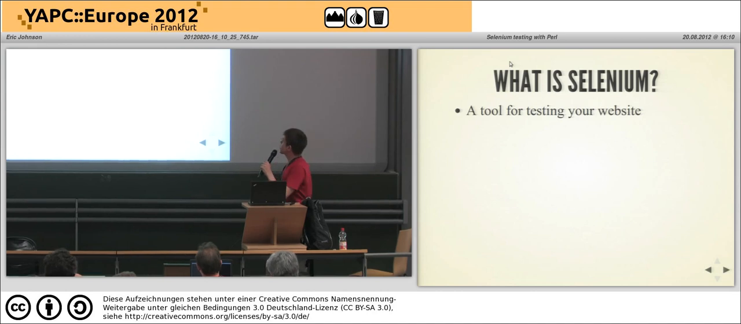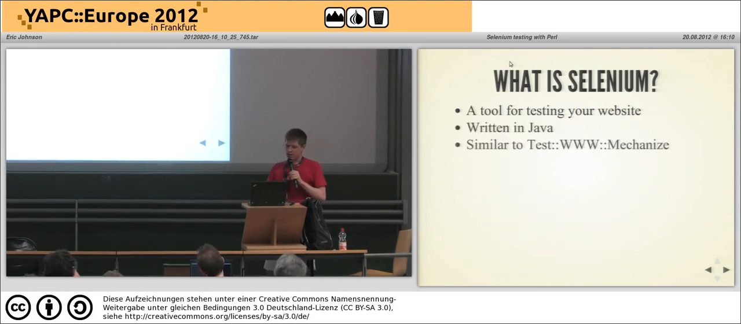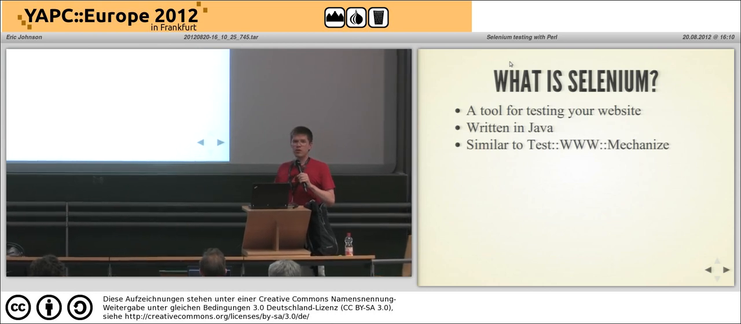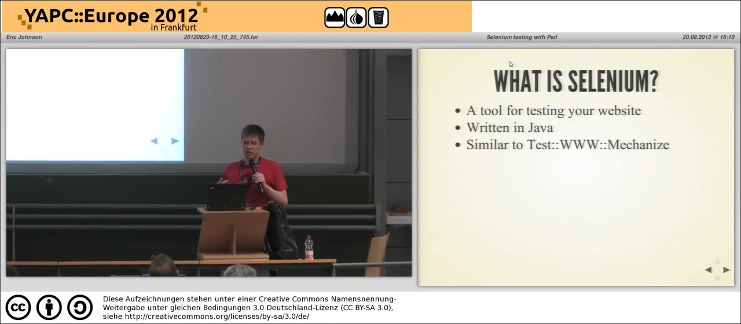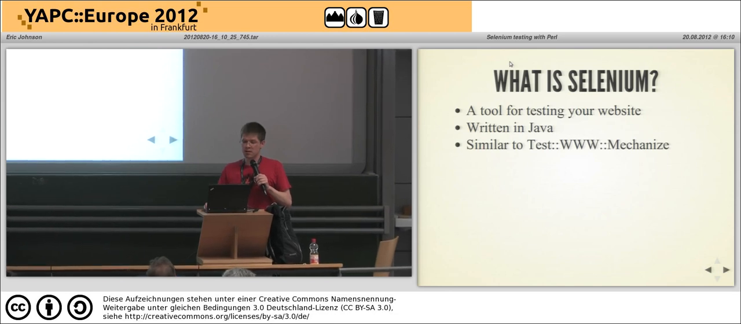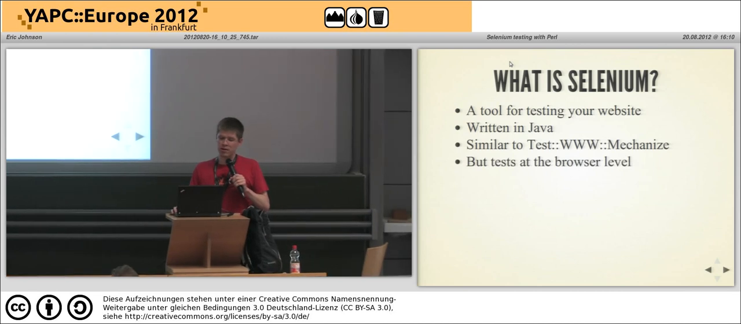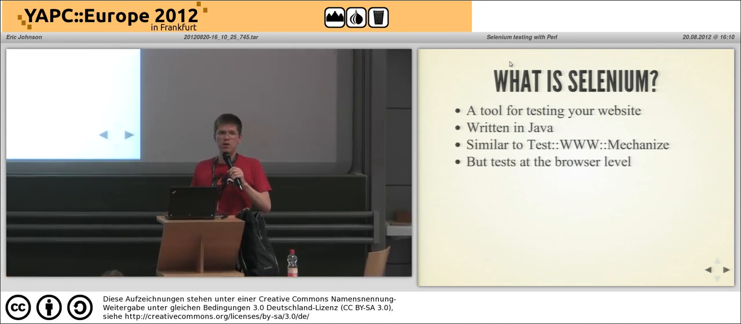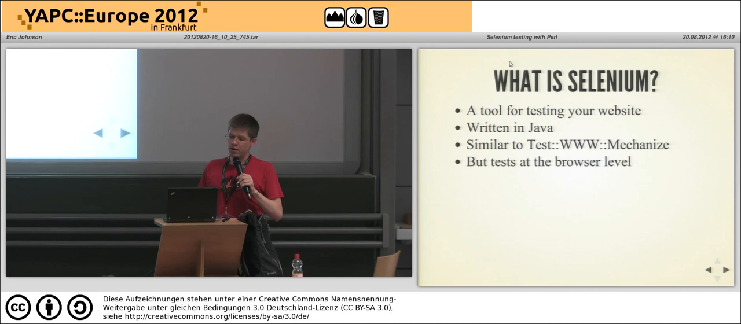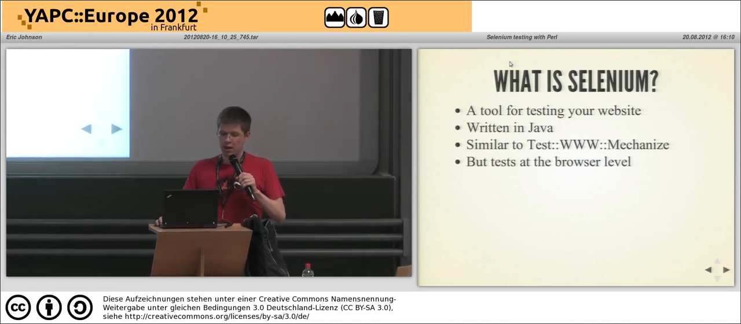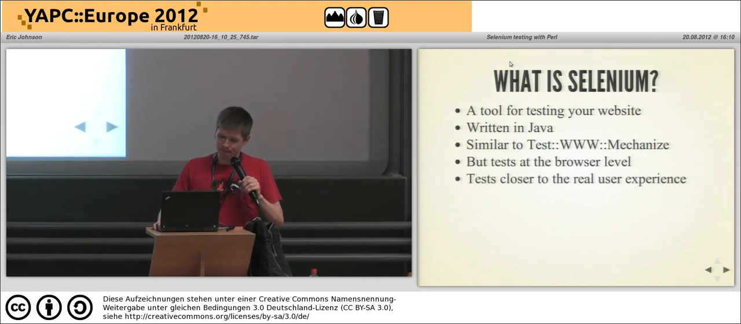All right, so Selenium is a tool for testing your website. It's written in Java, and it's very similar in concept to Test::WWW::Mechanize. So you can write code which will interact with your web application. You can fill out forms, click links. But the difference is Selenium is going to test your application at the browser level. So it's actually going to load your web application in a browser, in Internet Explorer or Safari or Firefox, and interact with it using JavaScript.